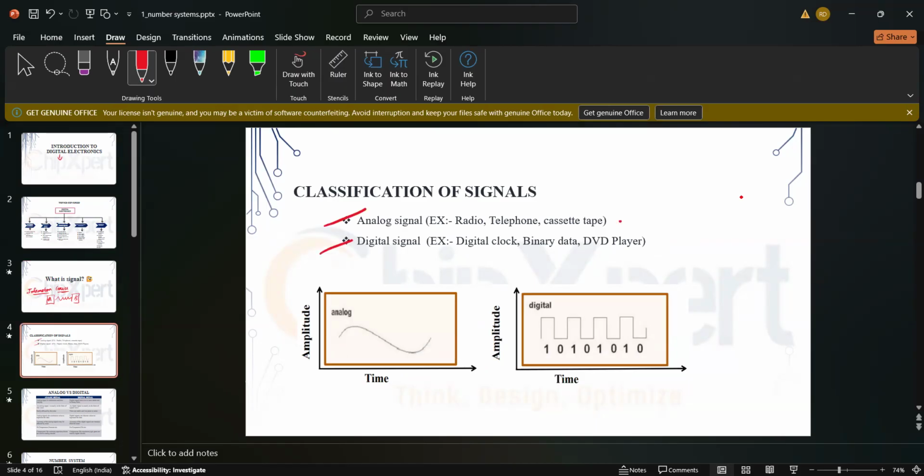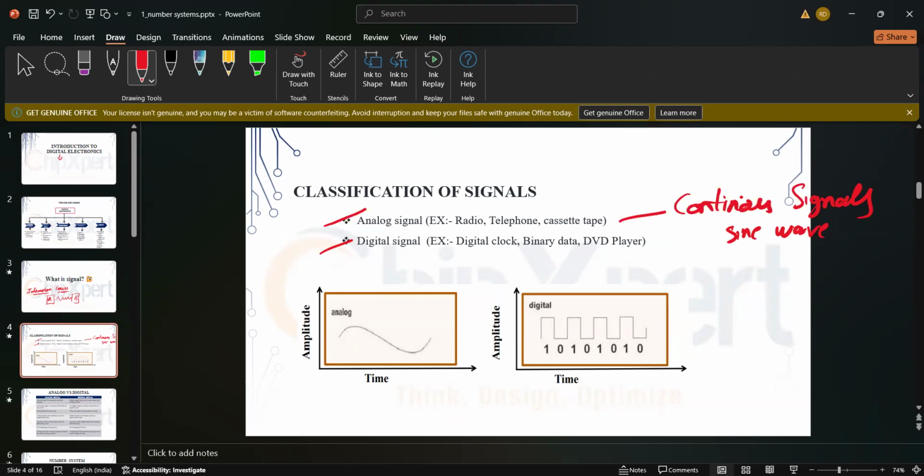So what is meant by an analog signal? Analog signals are also called continuous signals. Why do we call analog signals continuous signals? Because their value changes at every instant of time. For every instant of time, their value is getting changed. Analog signals are in the form of sine waves.